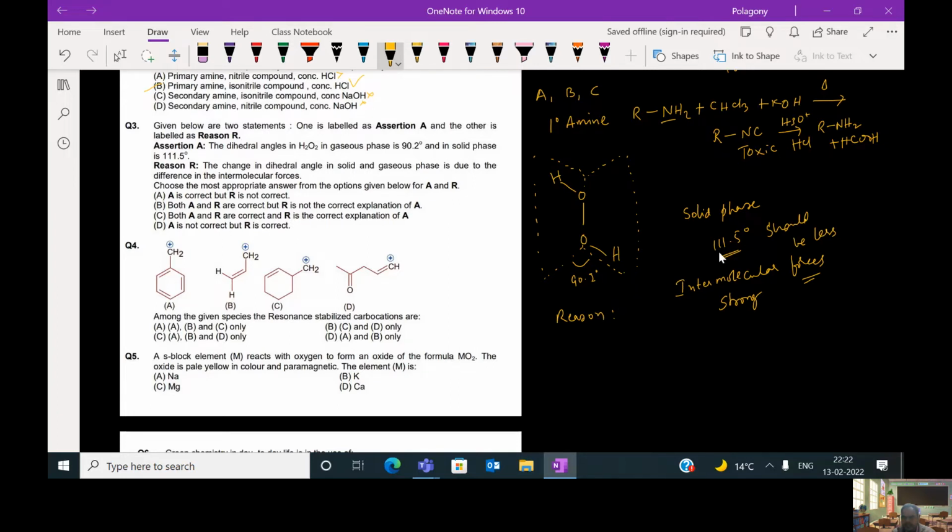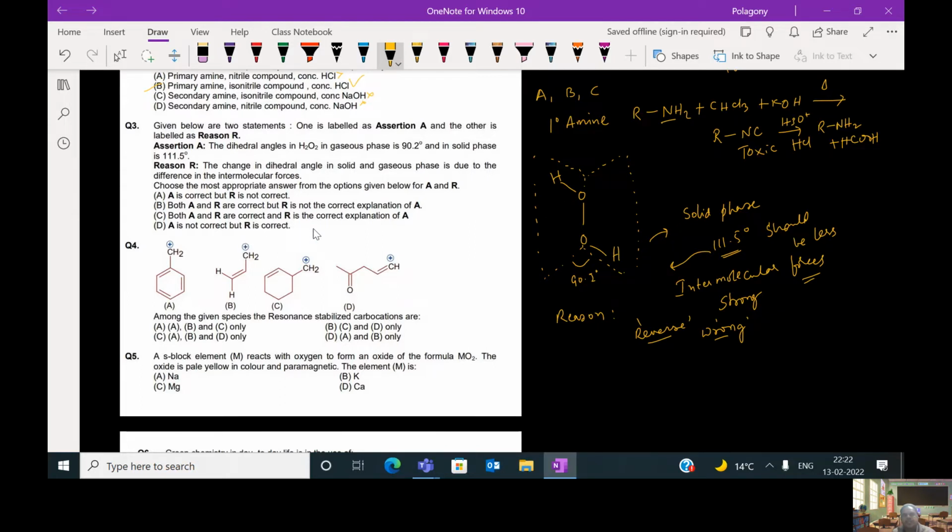That means the solid phase dihedral angle of 111 should be the gas phase one, and the dihedral angle in the gas should be on the other side. That means it is given in reverse, so the assertion statement is wrong. The assertion is not correct.